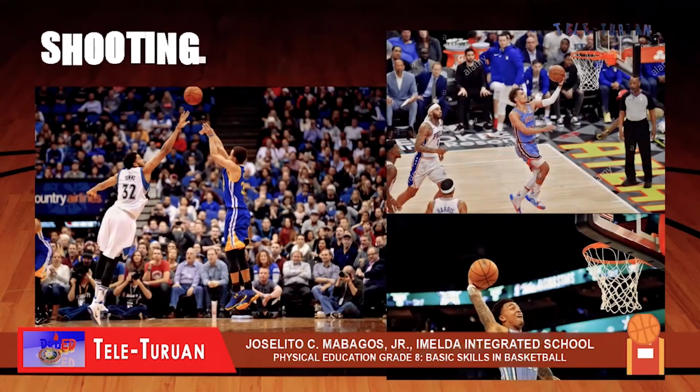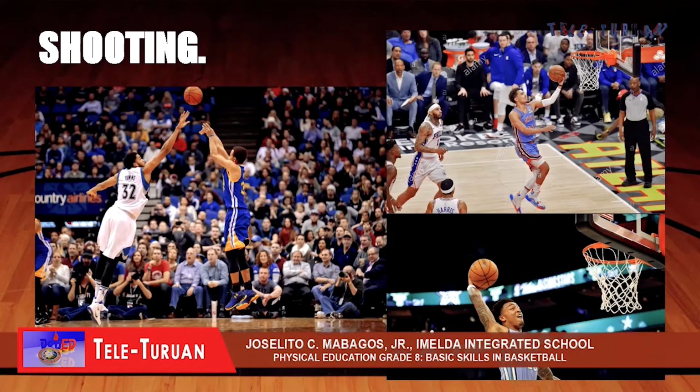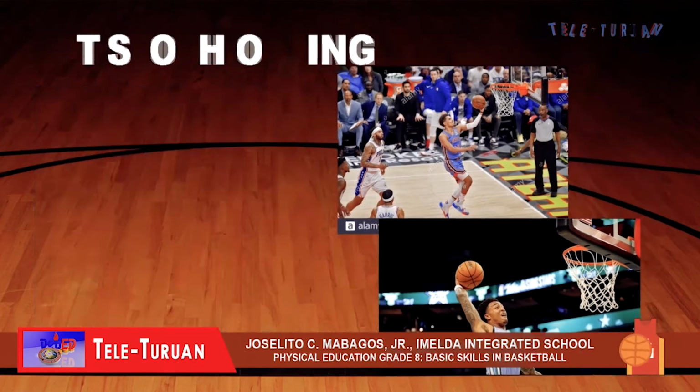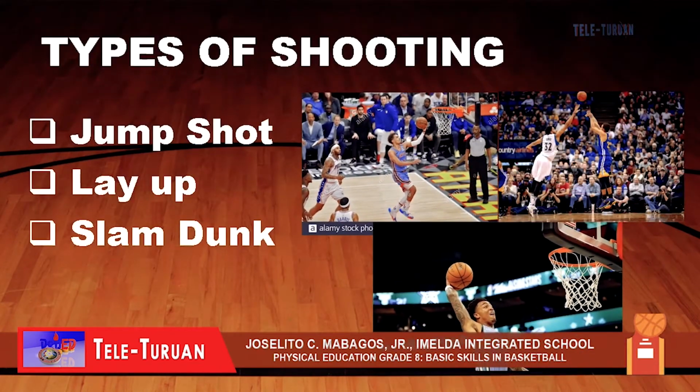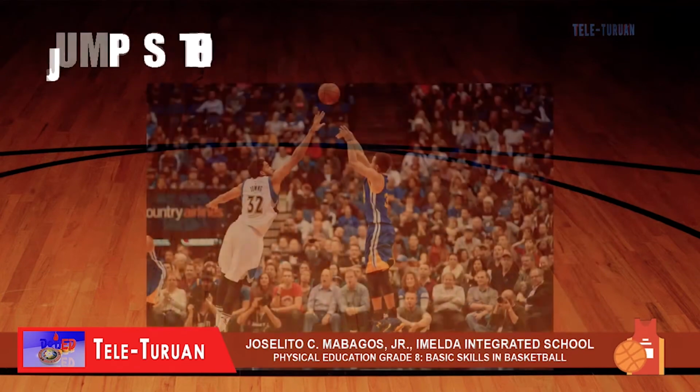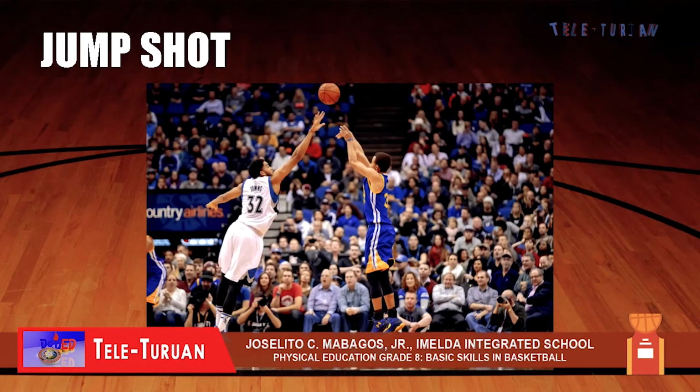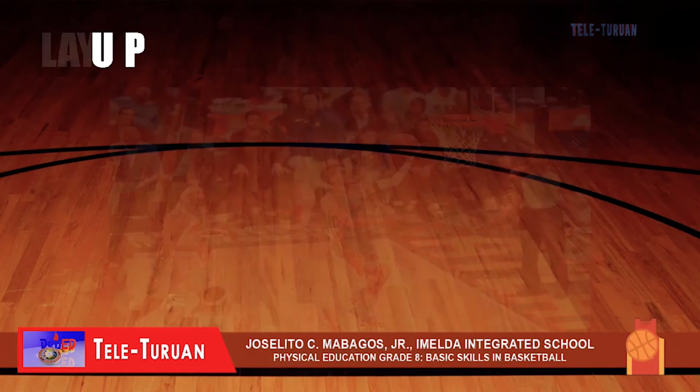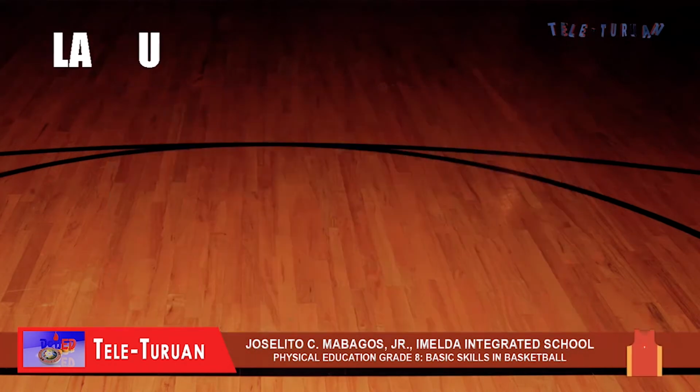Moving on, the second basic skill in basketball is shooting. Shooting is the act of attempting to score points by throwing the ball through the basket. We have 3 types of shooting: the jump shot, layup, and the slam dunk. Look at the picture. This is an example of a jump shot. Another is the layup. And the slam dunk.